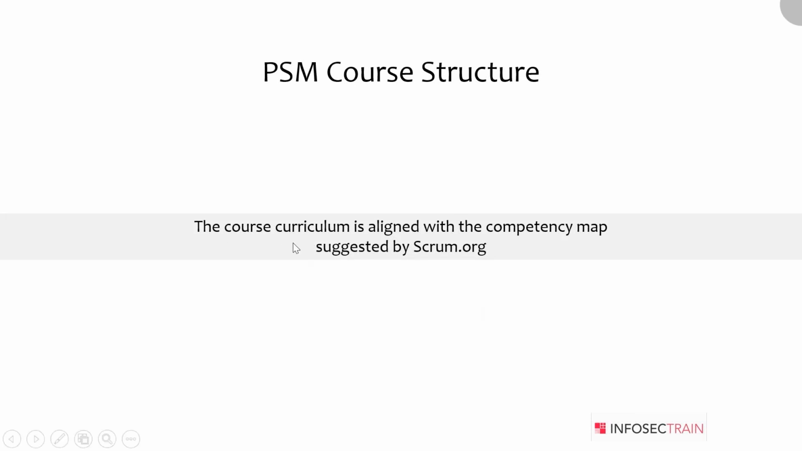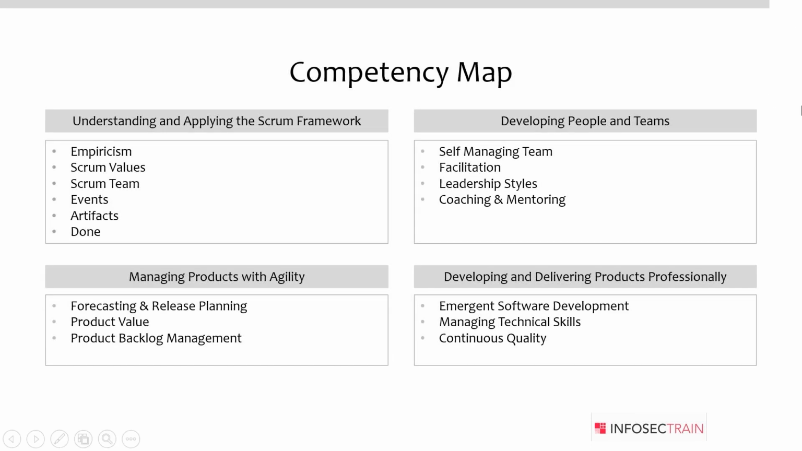So this is based on a competency map derived by Scrum.org. This is not just a course that does not have a standard. This course has standards, and it ensures that these standards are appropriately followed. This is something we call a competency map. Here I have given a brief about the competency map that is covered in this course.